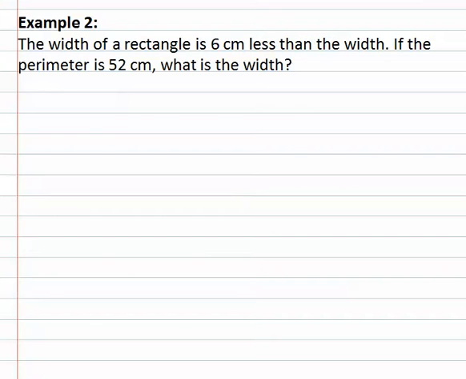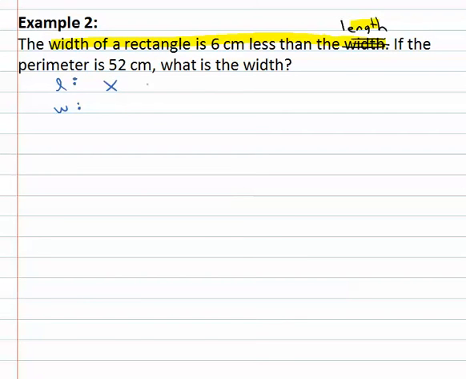In this problem, we're told the width of the rectangle is 6 less than the length. That should be length. If the perimeter is 52, what is the width? Well, let's see what we know about the length and the width. First, we're told the width is 6 less than the length. Well, what is the length? We don't know, so we'll call that x.